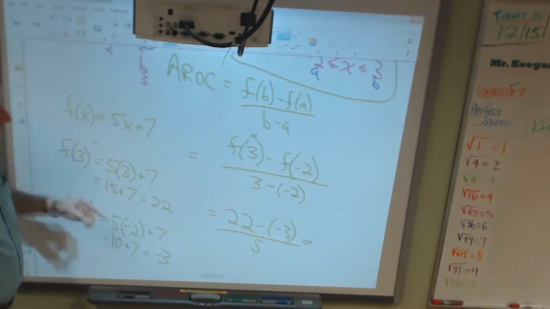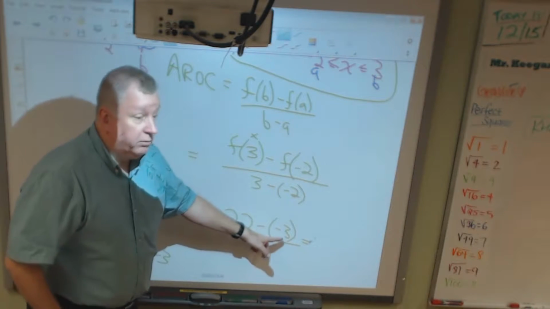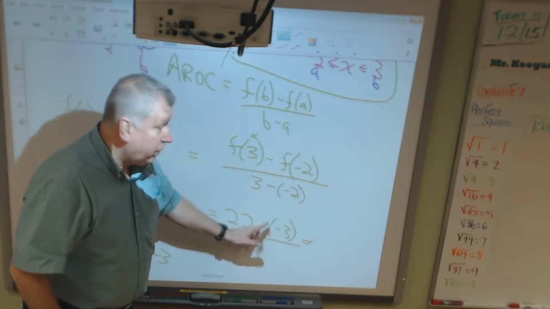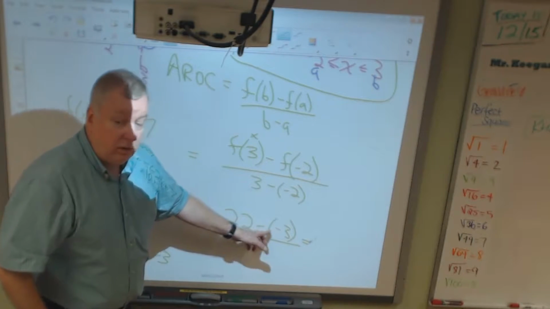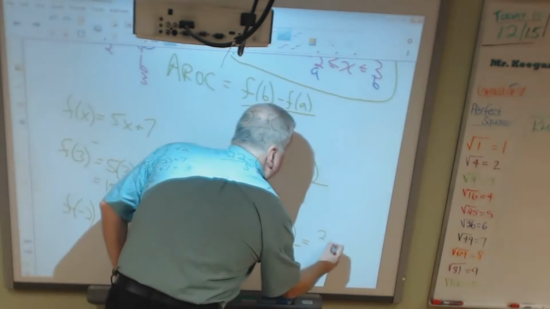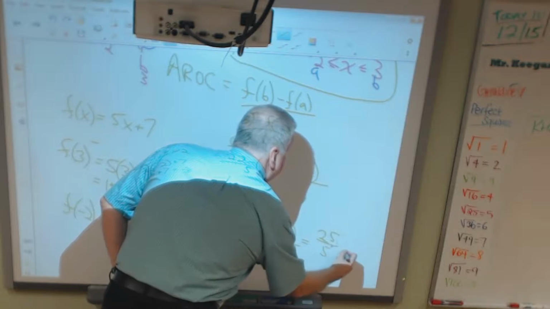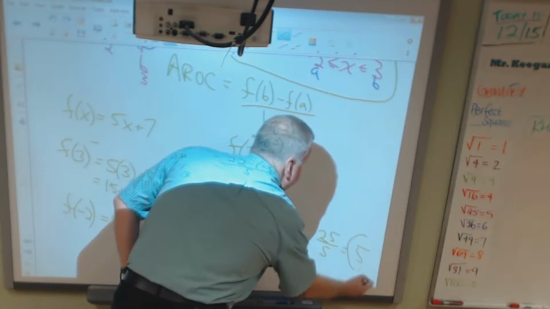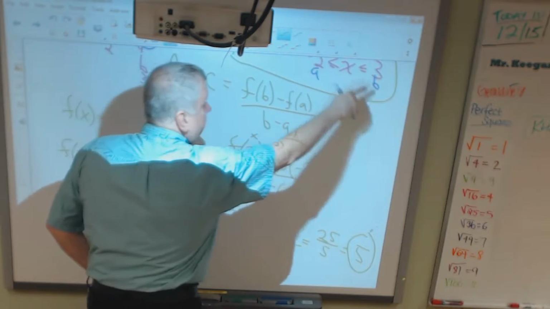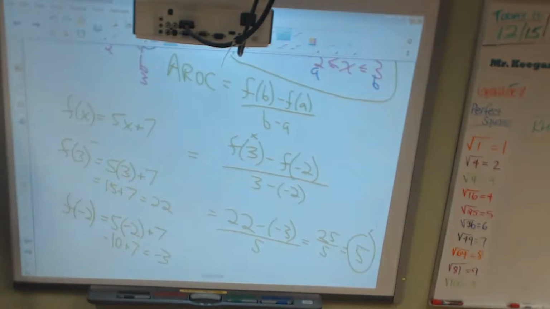Okay? What's 22 minus negative 3? Those two negatives in a row become a plus. So what's 22 plus 3? 25. So you get 25 divided by 5. So the average rate of change between negative 2 and 3 is 5. Okay?